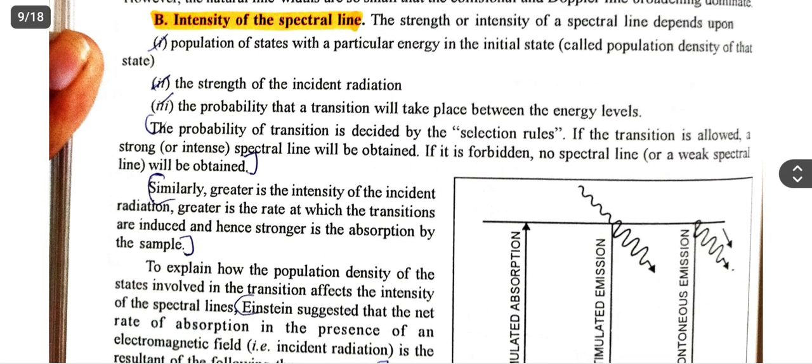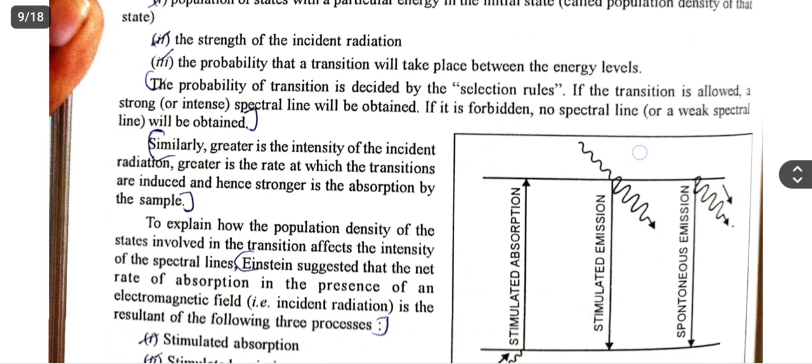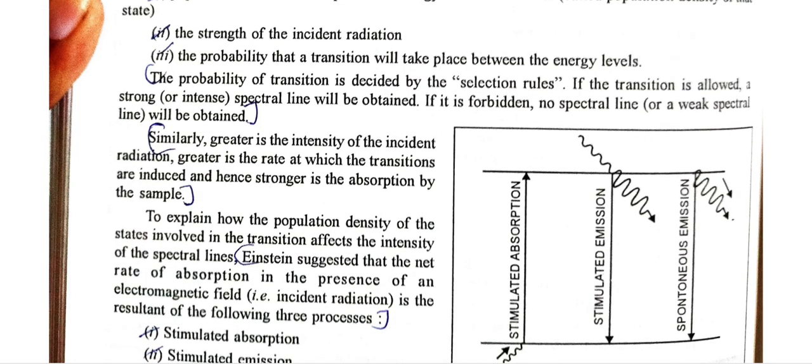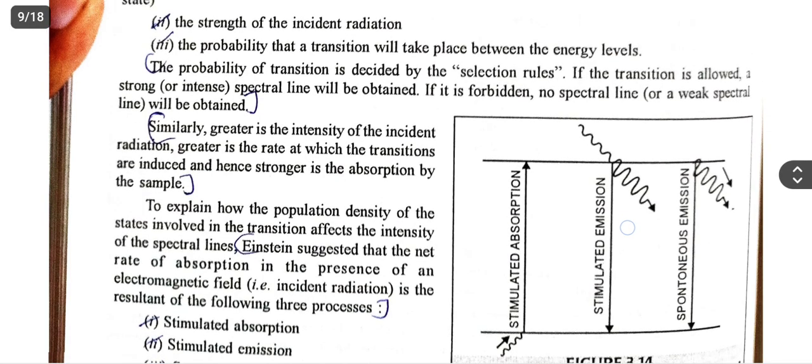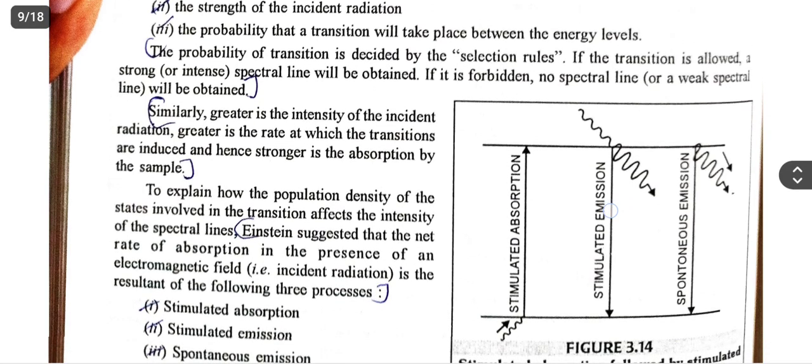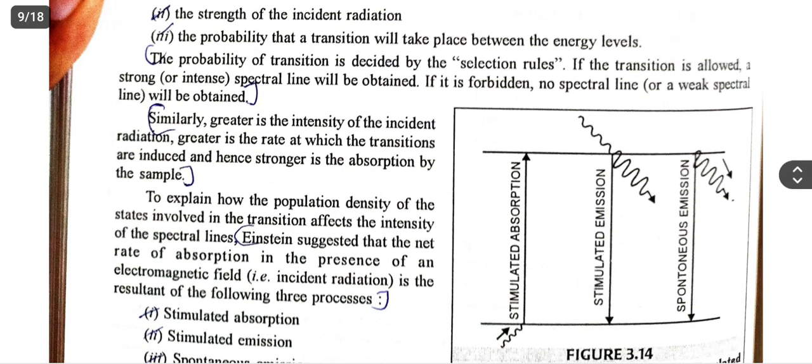Intensity of spectral line. The strength or intensity of a spectral line depends upon the population of the state with a particular energy, called the population density of the state; the strength of the incident radiation; and the probability that a transition will take place between the energy levels. The probability of a transition is decided by the selection rule. If the transition is allowed, a strong or intense spectral line will be obtained. If it is forbidden, no spectral line or a weak spectral line will be obtained. Similarly, the greater the intensity of incident radiation, the greater is the rate at which transitions are induced, and hence the stronger is the absorption by the sample.